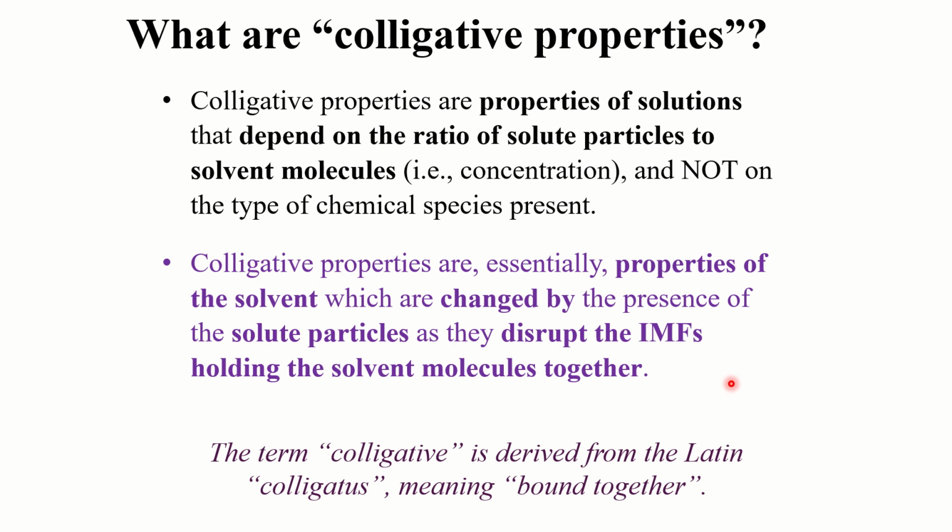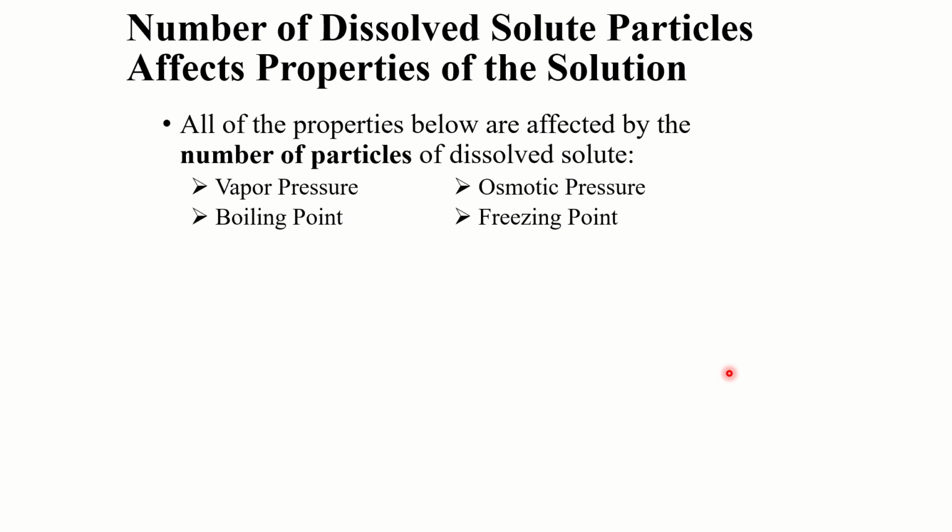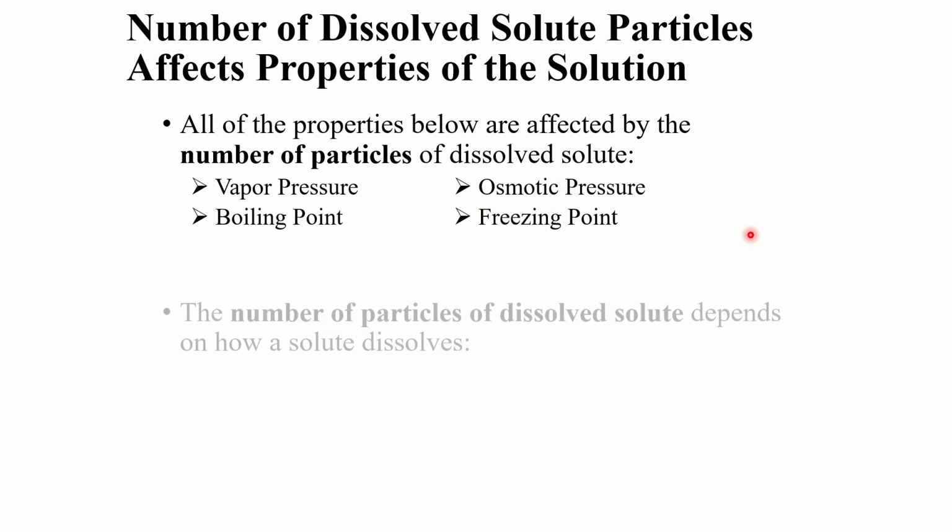So thinking back to what we discussed last lecture with regard to the way that solutions are formed, right? When you have those solute-solvent interactions, that's kind of what's going on here, is that those interactions are going to change the properties of the solvent. So the number of dissolved solute particles is what ultimately affects the properties of the solution. All the properties below are affected, again, by the number of particles of dissolved solute. The four we're going to look at today are vapor pressure, boiling point, osmotic pressure, and freezing points.